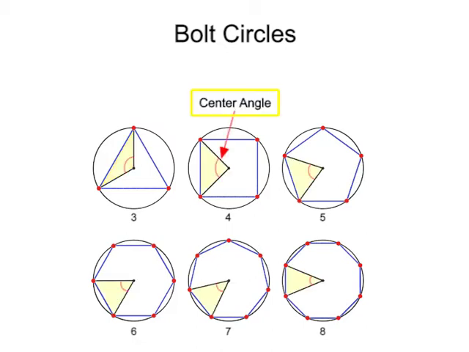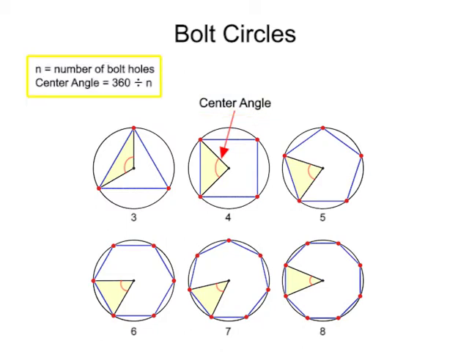The center angle of each triangle can be found by dividing the total number of degrees in a circle, 360, by the number of bolt holes. For instance, a 3-bolt circle has a center angle of 360 divided by 3, which is 120 degrees. A 4-bolt circle has a center angle of 360 divided by 4, which is 90 degrees.